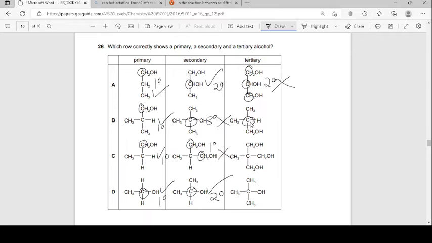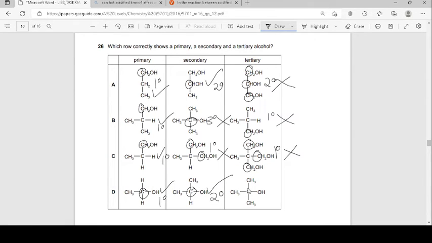Over here, why am I looking at this one? I should be looking at this one because this is the one that's attached to the OH. If I look, it's directly attached to 1 carbon atom, so it's primary, so that's wrong. If I look at this one, it's attached to 1, so it's primary. This one, attached to 1, primary. This one, attached to 1, primary. So this is a primary alcohol.